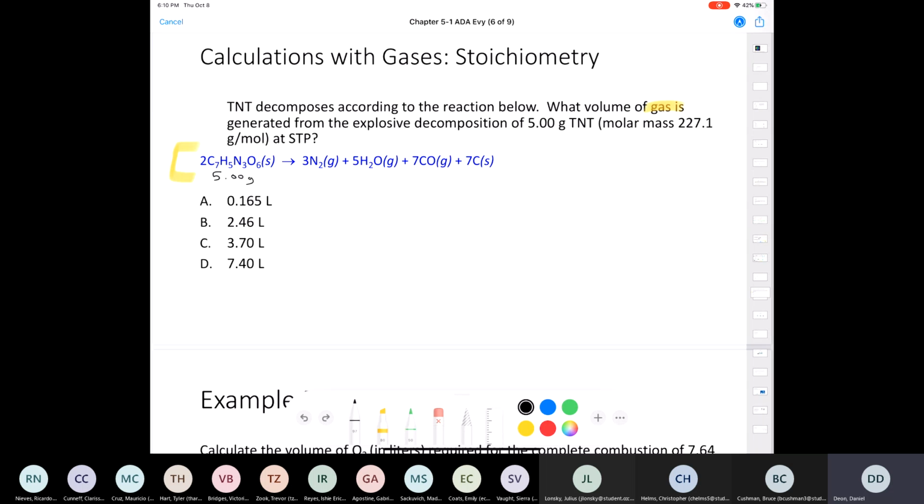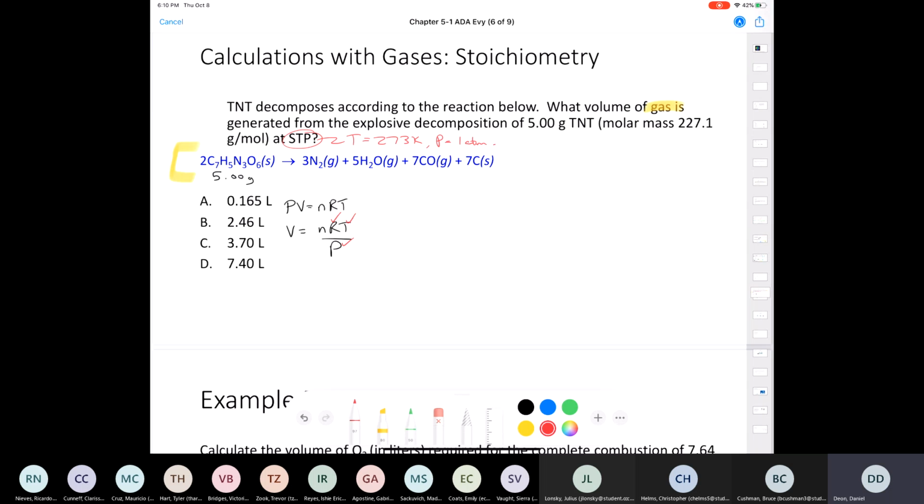Let me explain why. If we have PV is equal to nRT for all of these gases, and we want to solve for volume, volume is going to be equal to nRT over P. We know R, we know the temperature, it's standard temperature and pressure. My T is 273 Kelvin. My P is equal to 1 atmosphere. We need to figure out the number of moles.